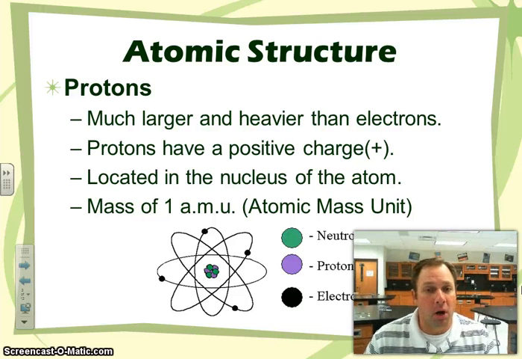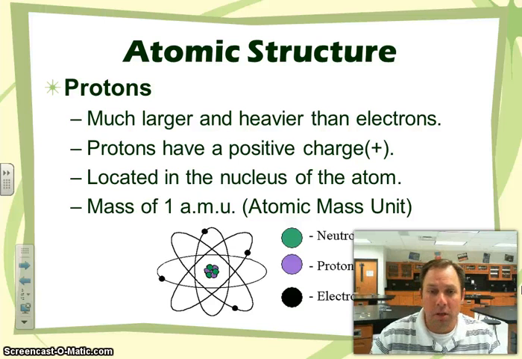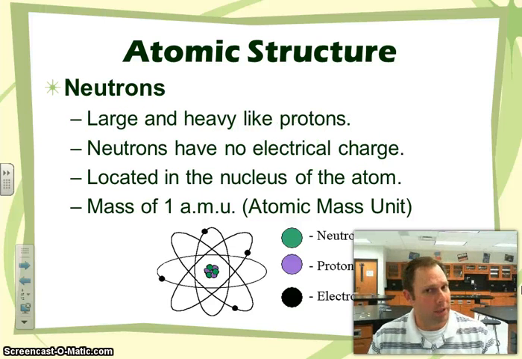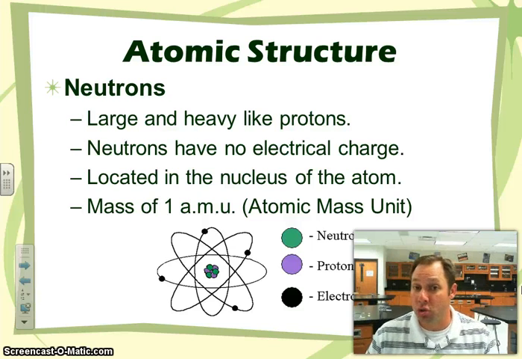Protons are fairly large and heavy when compared to electrons. They have a positive charge. They're found in the nucleus, and they have a mass of 1 atomic mass unit. Neutrons are large and heavy like protons. They have no electrical charge. They're neutral, so they're not positive or negative. They are also located in the nucleus, and they also have a mass of 1 atomic mass unit.